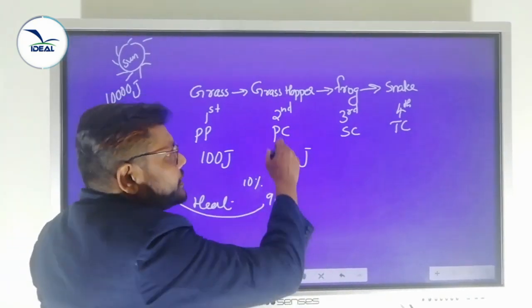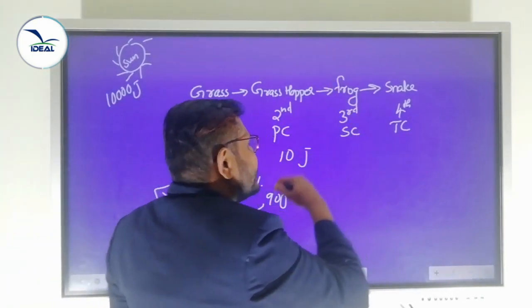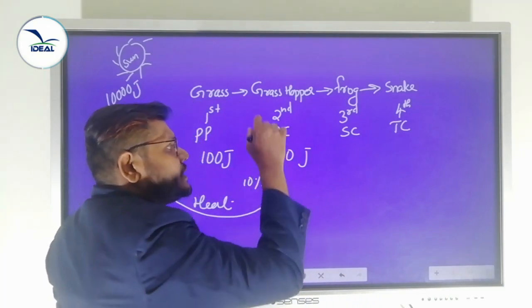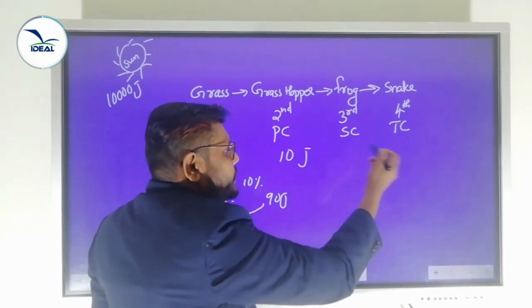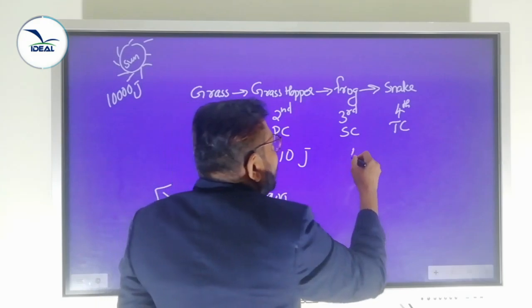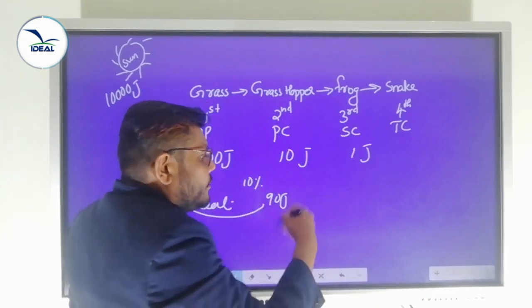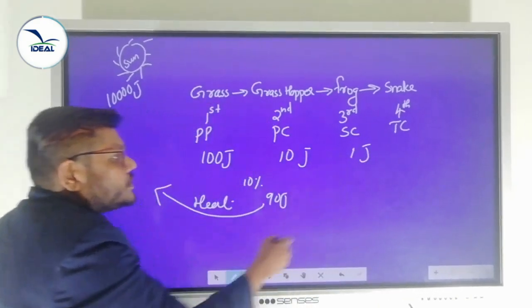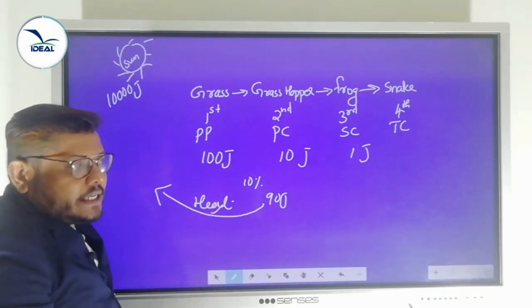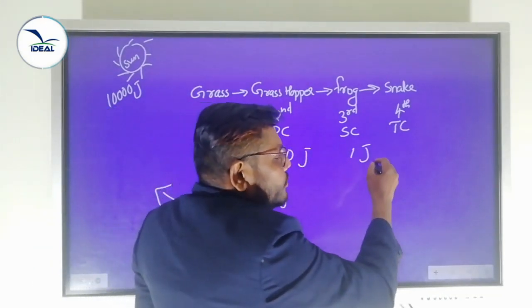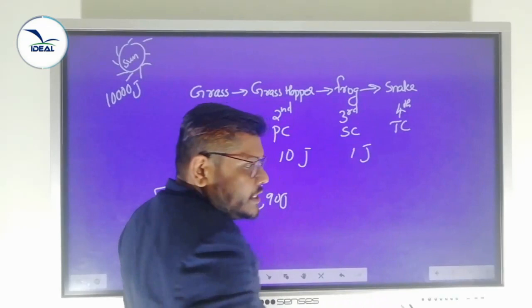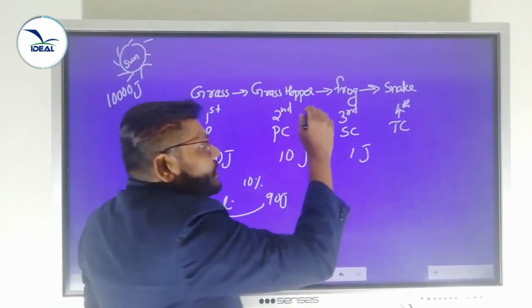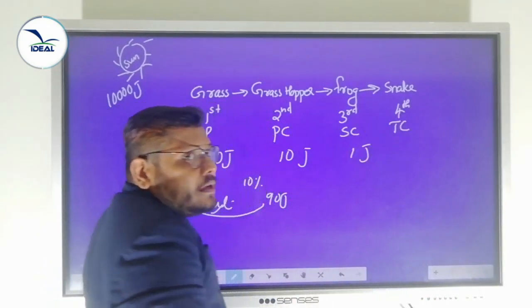From here, the grasshopper is eaten by the frog. At that time, from the 10 joule, only 10% of energy is transferred. How much will you get? Only 1 joule. Is it clear? The remaining 9 joule is lost in the form of heat. Then in the third trophic level, how much energy is present? 1 joule of energy is present. Is it clear?